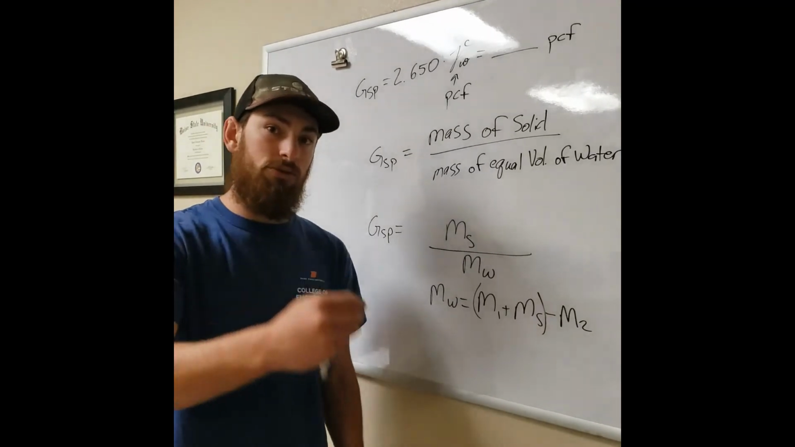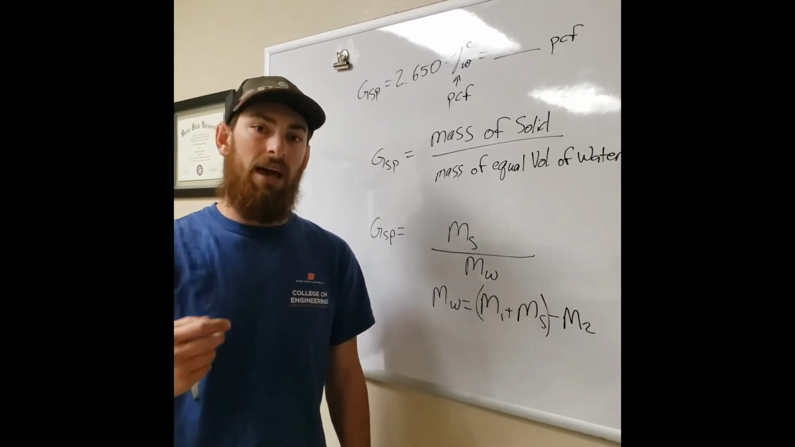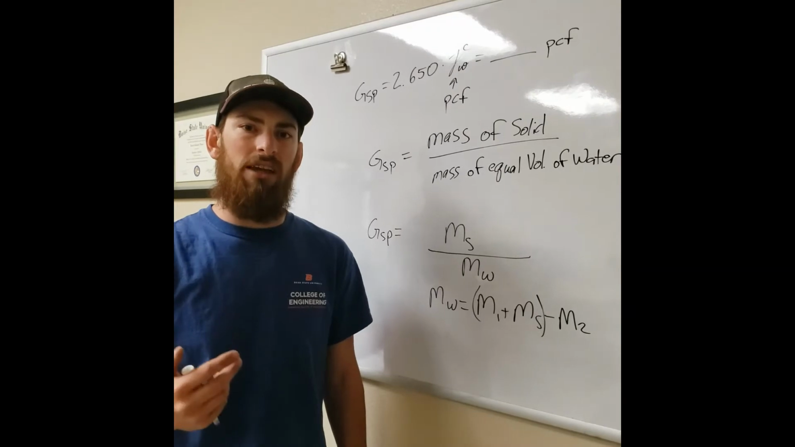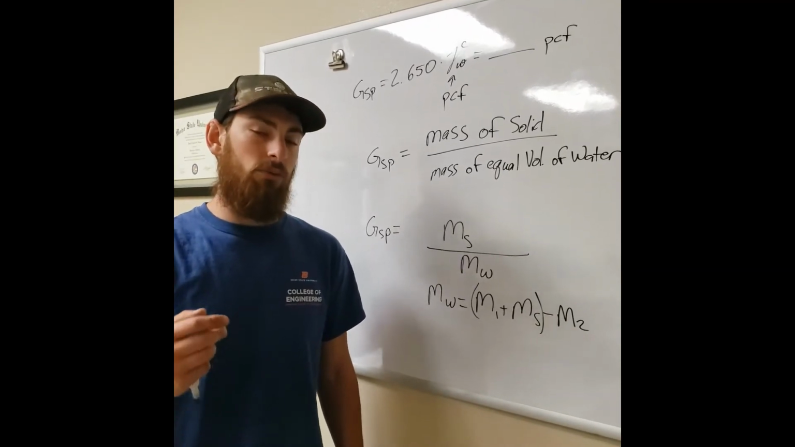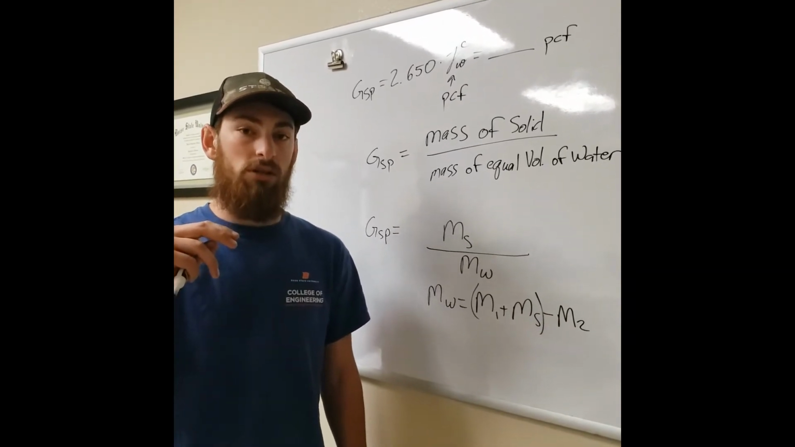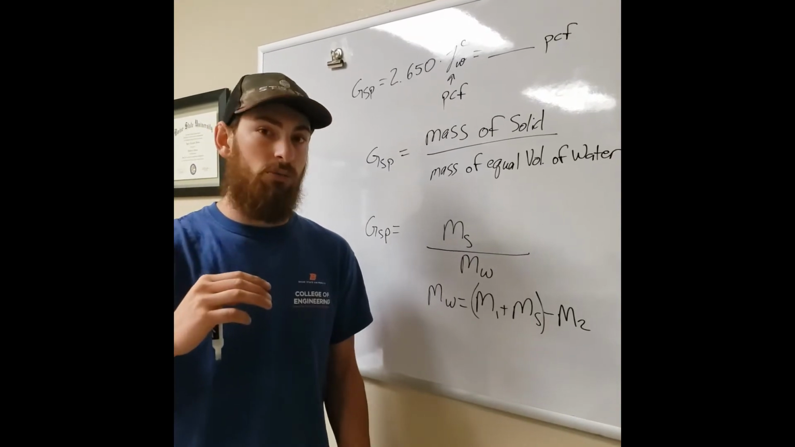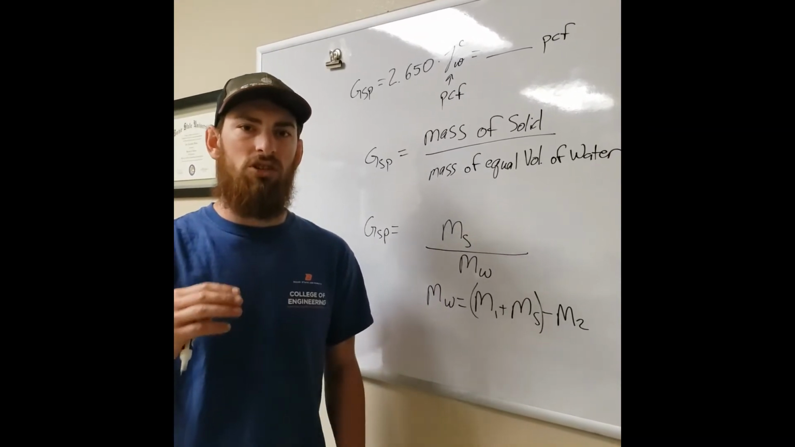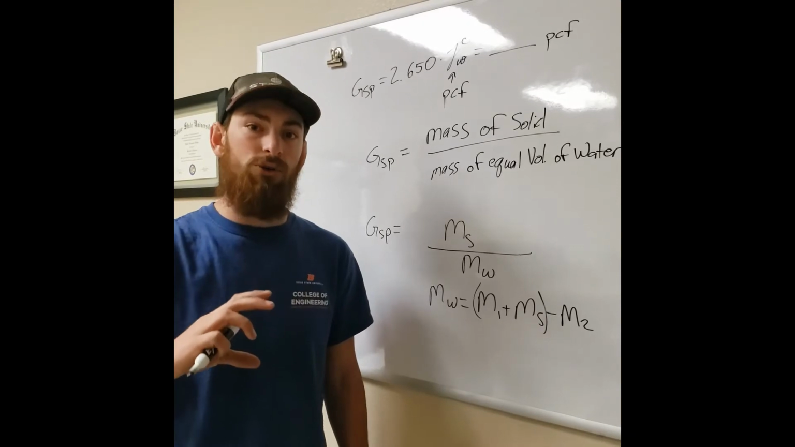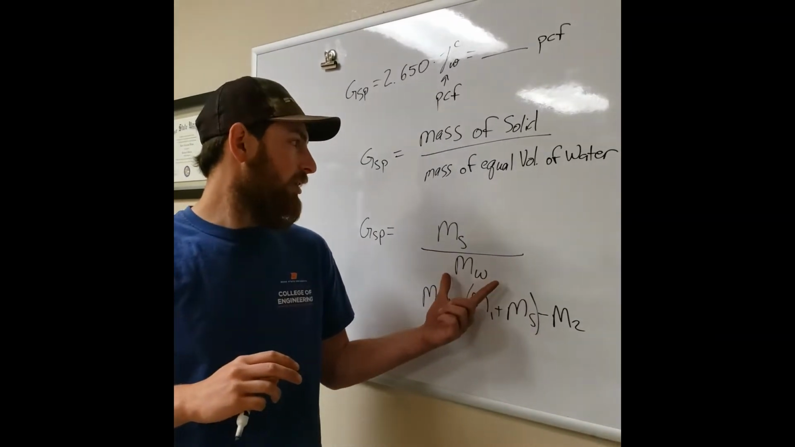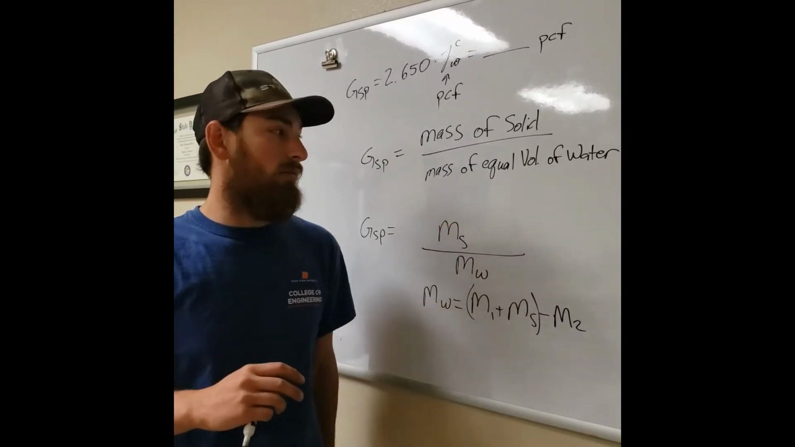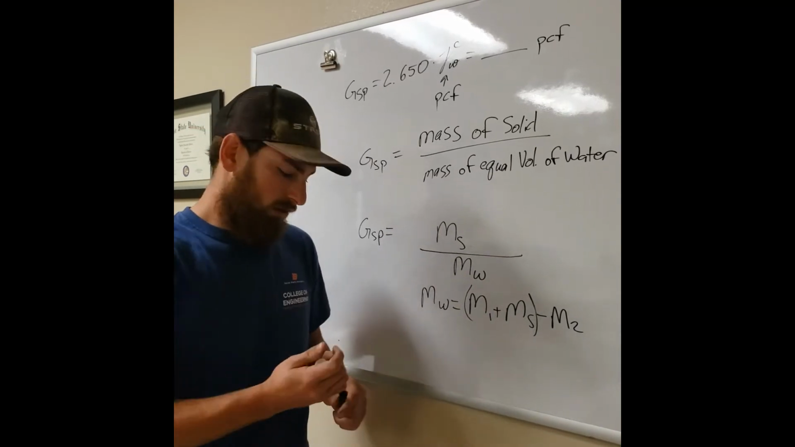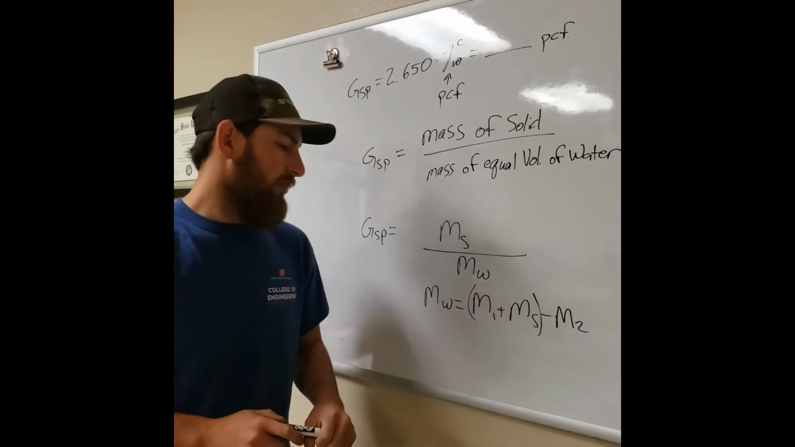So I'm going to dump some water out of the flask and add my soils in there. We're going to go through our de-airing procedure, and then we're going to fill it back up to that same total volume. So the volume in total isn't going to change, but what's in that volume is, and that's how we're going to come up with this mass of equal volume. So that's how this equation is going to work.